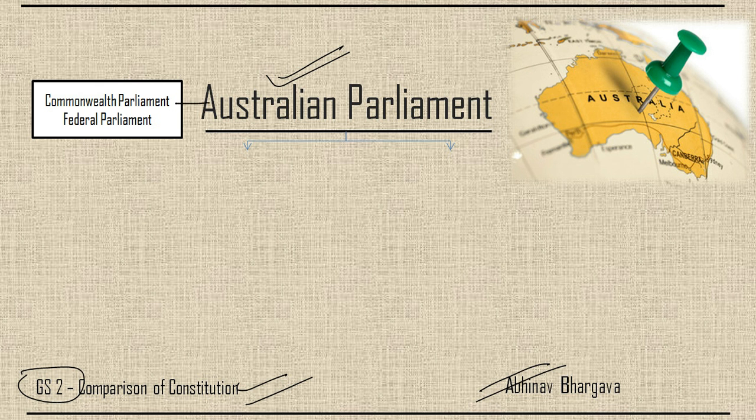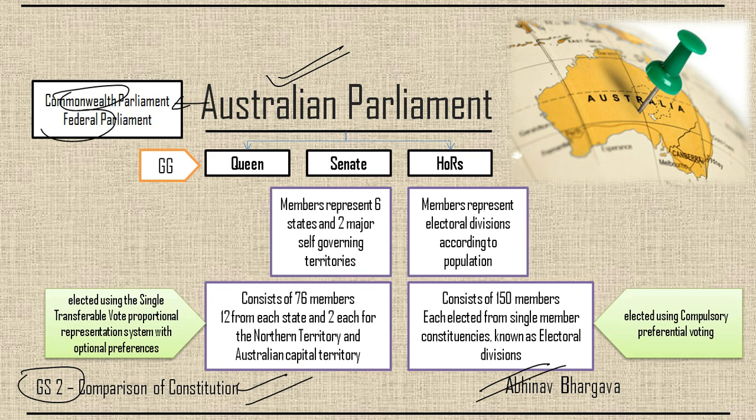So the Australian Parliament is also known as the Commonwealth or Federal Parliament, and it consists of three elements: the Queen, who is represented by the Governor General, the Senate, that is the upper house, and the House of Representatives, that is the lower house. Here the members of the Senate represent 6 states and 2 major self-governing territories, and it consists of 76 members, 12 from each state and 2 each from the Northern Territory and the Australian Capital Territory, and they are elected using the single transferable vote proportional representation system with optional preferences.